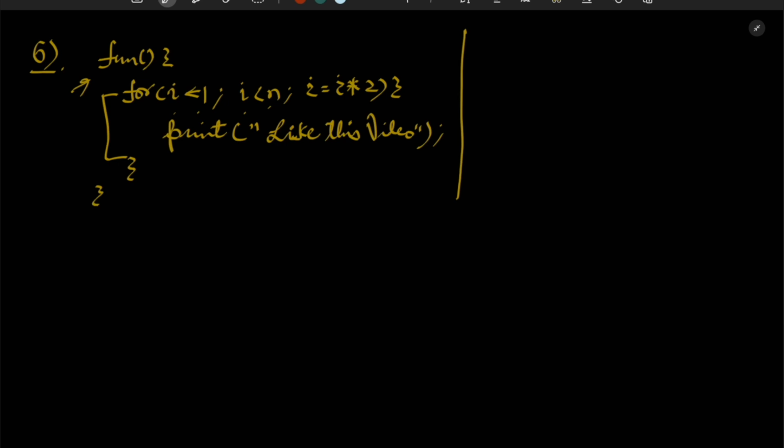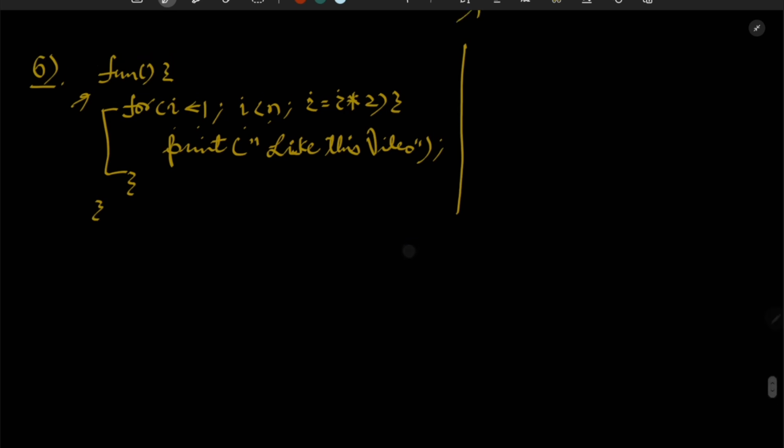In the earlier questions, the assumption was that i is increasing in terms of 1, because we had this implicit increment operation which is i plus plus. But here, instead of this, what we have is i is being multiplied by 2 each and every time. So what would be the time complexity in this case?